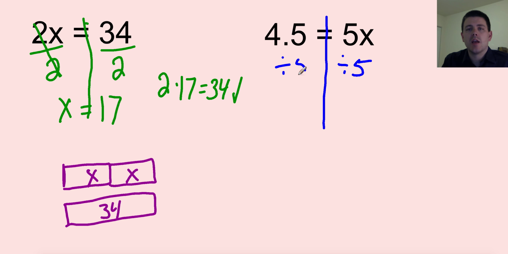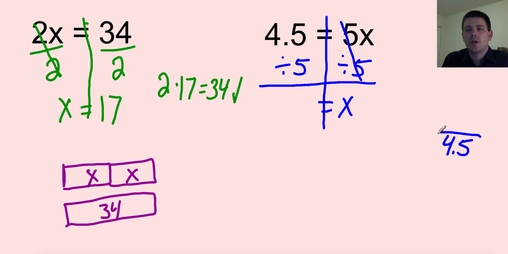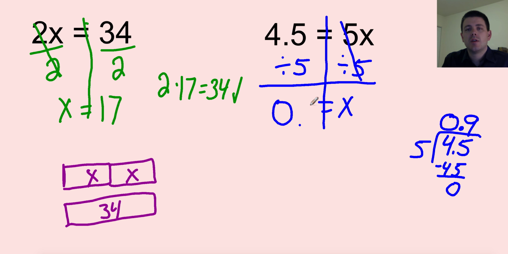But like any other problem, I have to treat both sides of my equation equally. 5 divided by 5 gives me 1, so just 1x. 4.5 divided by 5, well, I got to do a little bit of work to get there. So we do a quick little division problem. I'm going to slide your decimal right up into your answer. 5 goes into 4 0 times, so we look at the 45 instead. 5 goes into 45 9 times. Subtract, we get 0. So our answer is 0.9 or 9/10.